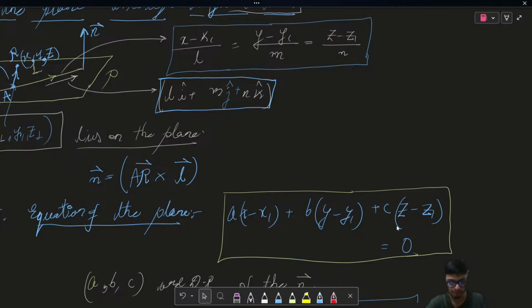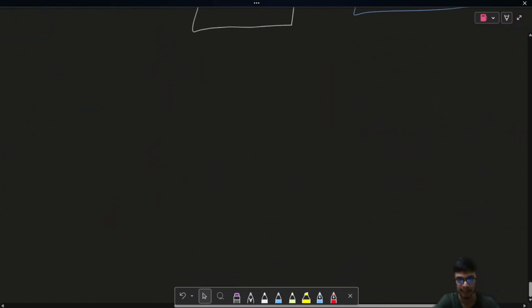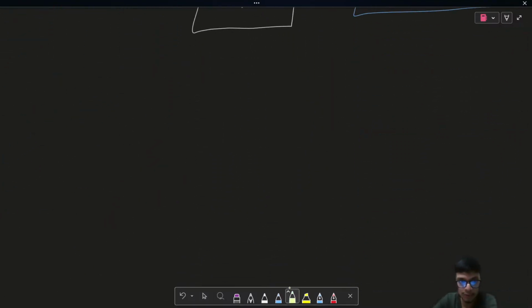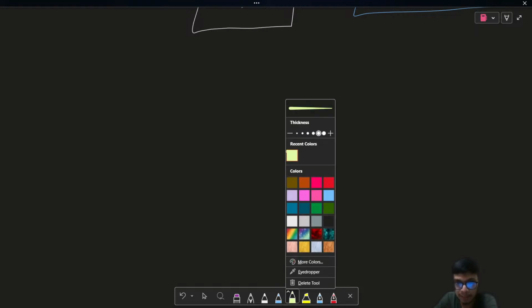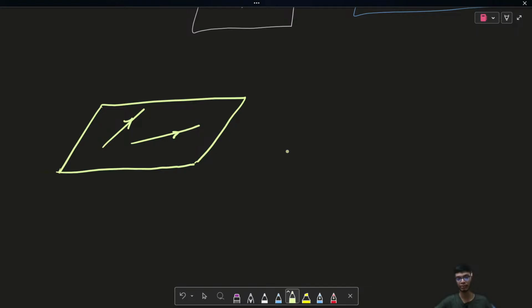Okay, now there might be one more variation to this problem. Instead of giving you any particular line that is lying on the plane, if I say that there is a plane, right? Now instead of giving you one line, let us say there are two lines which are lying on the plane. Let us say this is L1 and let us say this is L2. Now this question is much simpler than the previous one.